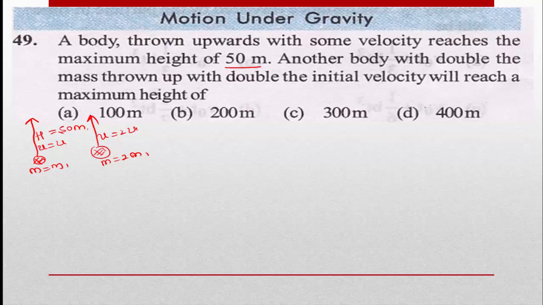Reach a maximum height of h2. We have to find out the value of h2. h2 is equal to, h1 is equal to, what is given here, 50 meter. It moves with the initial velocity u. Its mass is m, and another body with the double mass thrown up with the double initial velocity reaches the maximum height of.